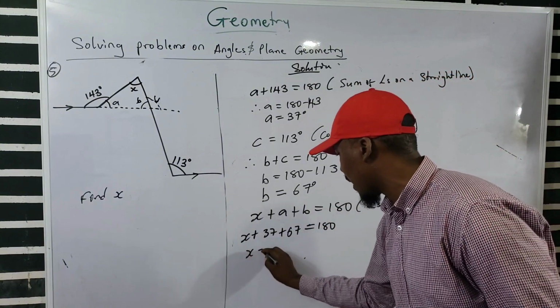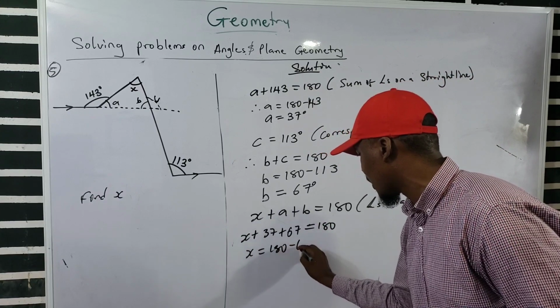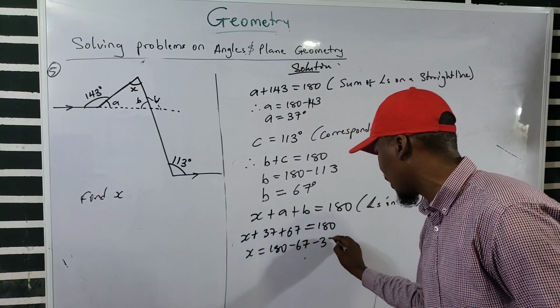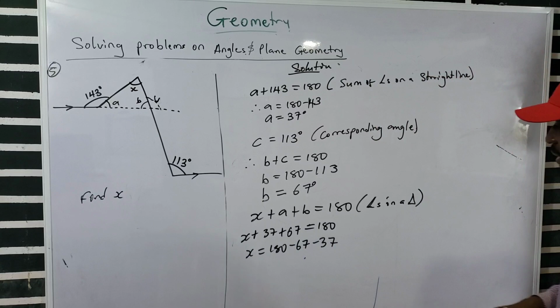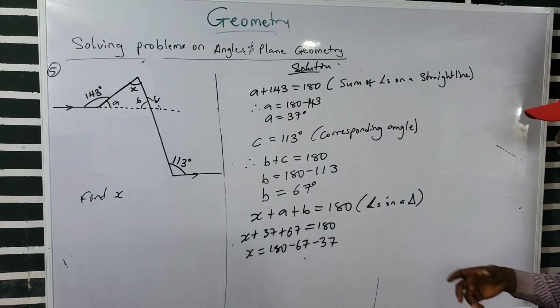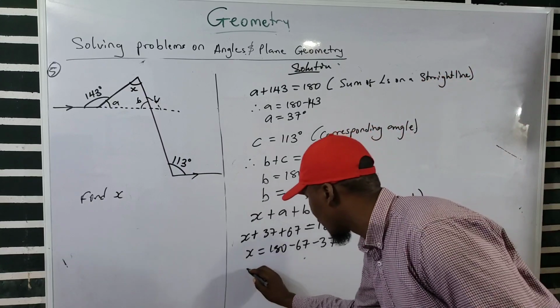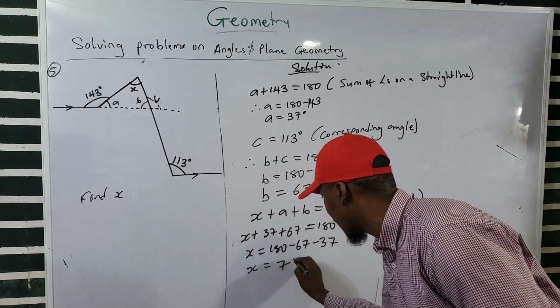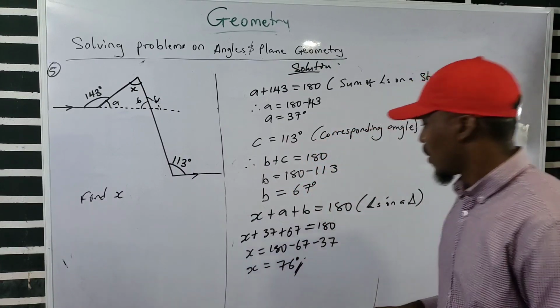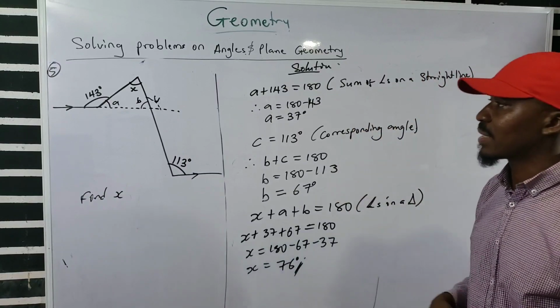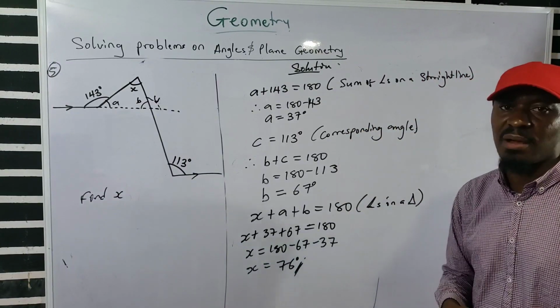That will give us that x equals 180 minus 67 minus 37. So 67 plus 37 will give us 104. 180 minus 104 will give us 76 degrees. Okay, so let's look at the next question and see what we have.